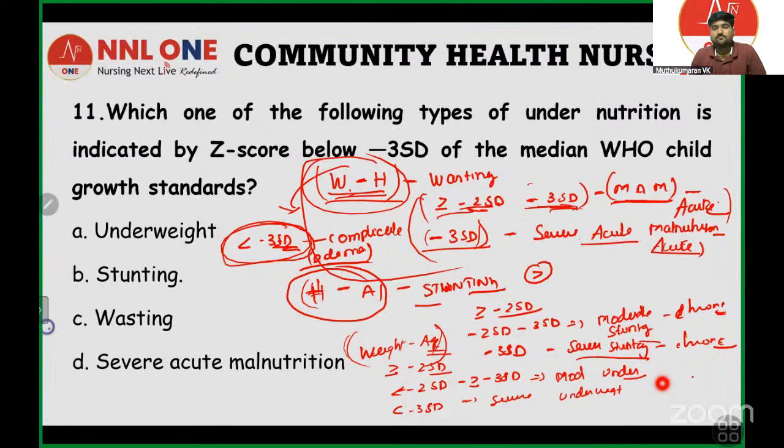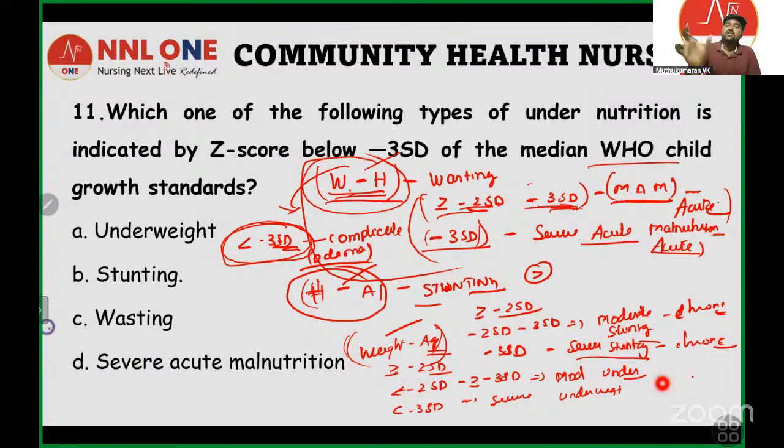Shall I summarize this once more? Okay. We will have a quick summarization now. See, they have asked about the Z score as per the WHO child growth standards. So here we are having three components, that is weight for height, height for age and weight for age.